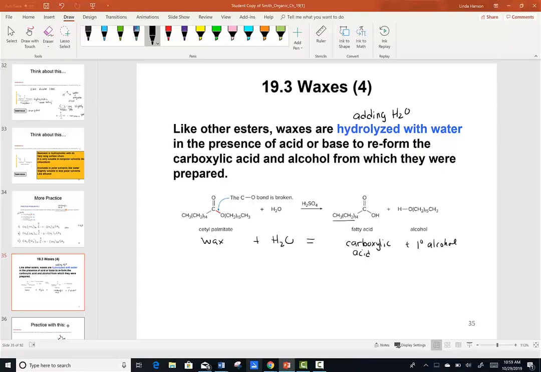And so it's really just a game of detective. What must have been the original carboxylic acid and alcohol to give us the wax structure that we're looking at? We know that we simply cleave the bond of the carbonyl group. The carbonyl group is the wax component coming from the acid, and the primary alcohol group is on the right side of your structure. So these will be quite easy.